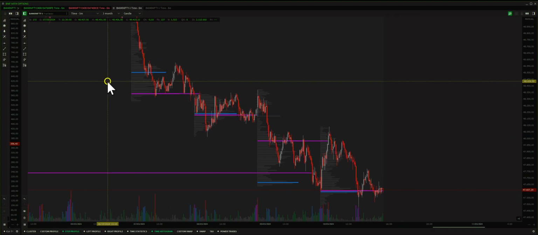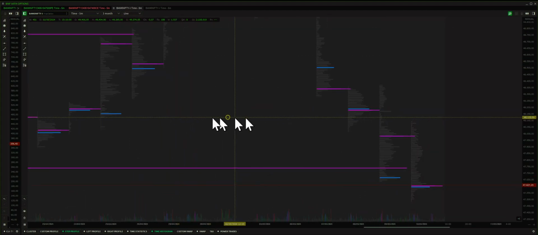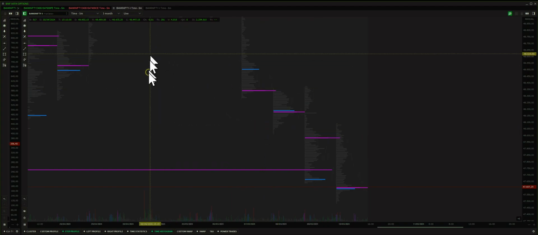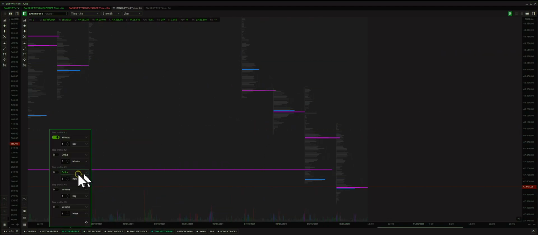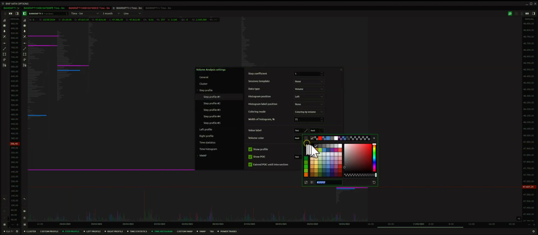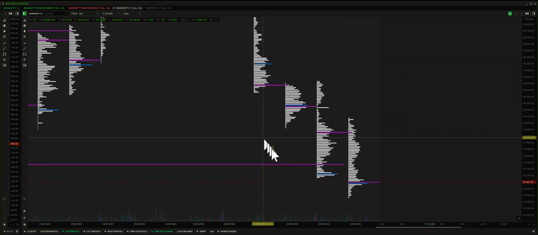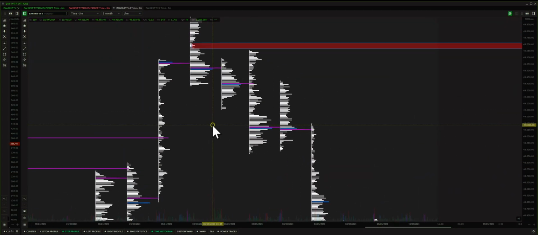Okay, so the first thing that I would like to do is take out the candles so that we just see the profiles, so that we get a better understanding. One more thing that I want to do is go here, go to the settings, and so that you can see it clearly, let's make it white. Okay, so now you can see everything clearly. Now let's start with the zone.